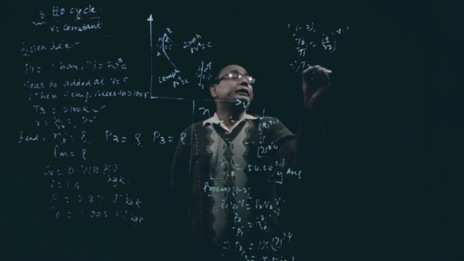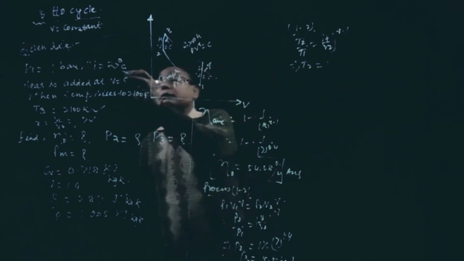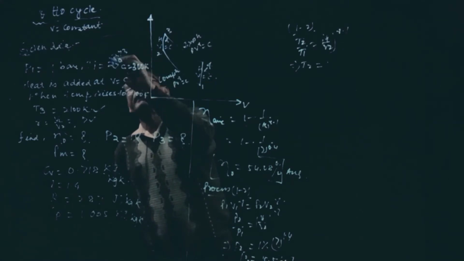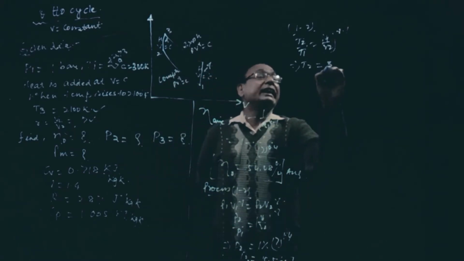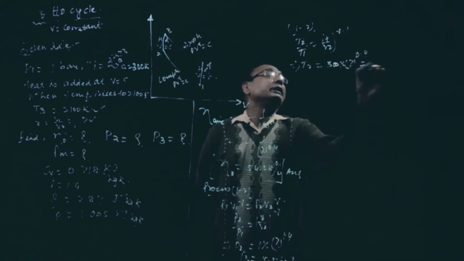So T2 will be equal to... T1 is nothing but, see, 27 degree centigrade, which will be 300 Kelvin. It should be converted into Kelvin, that means 273 you have to add it. So it will be 300 Kelvin. So 300 into V1 by V2 to the power gamma minus 1, which is 1.4 minus 1.